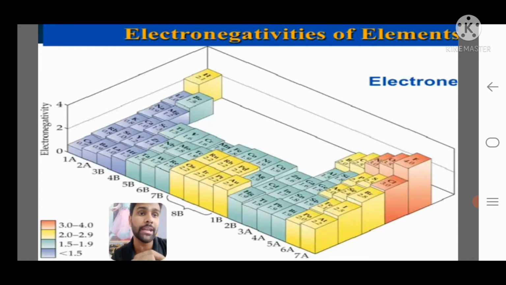Fluorine has an electronegativity of 4, which is the most electronegative element in the periodic table. 3 to 4, these are the oranges, and the purple color indicates the metals, which have less than 1.5 electronegativity, and the light blue color is the transition elements, which have 1.5 to 1.9 electronegativity.